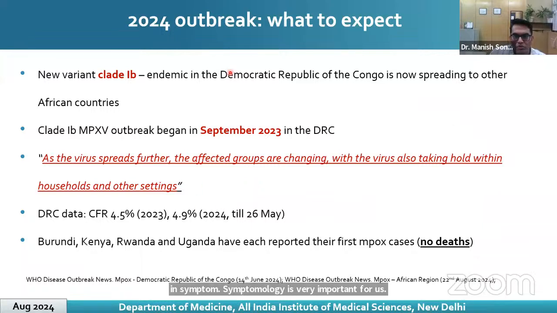But now 2022 is gone, and we have the 2024 outbreak. What do we expect now? As discussed, this is being caused by a new variant, clade 1b, but this has been endemic in the Congo region for a very long time.